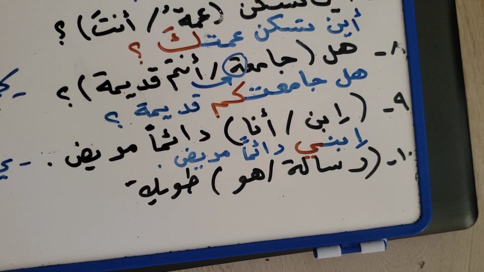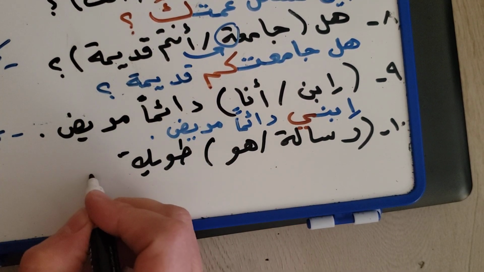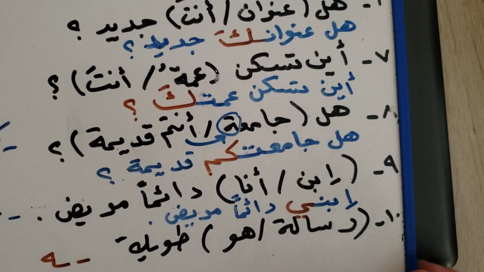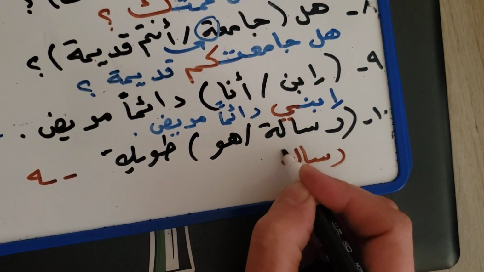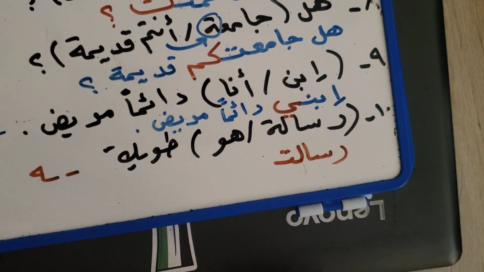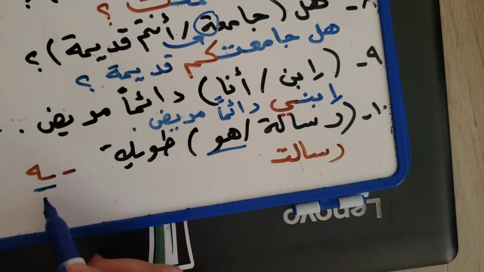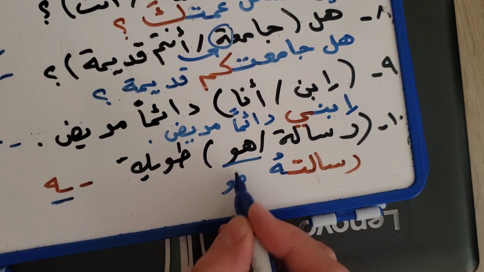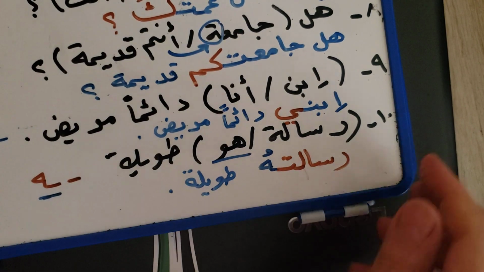Okay, رسالة هو طويل. رسالة. So you're going to have to add who, right? So رسالة, his letter is long. Again, we're going to change the تاء مربوطة to a تاء مفتوحة. We're going to replace it with a تاء مفتوحة and pronounce it as such. And instead of who, هو, we're going to add who. رسالته, his letter is long. طويلة. رسالته طويلة. So let's read the sentences.